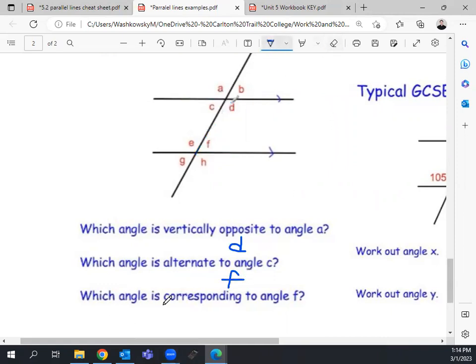And then what about the last question? Which angle is corresponding to angle F? Thinking angle B. Yeah, so corresponding means that we're looking for an F, right? Yeah, it's going to be angle B. You betcha.